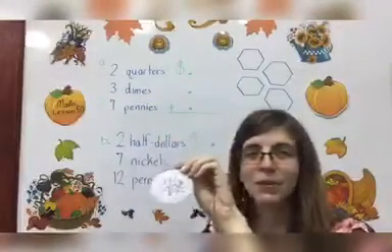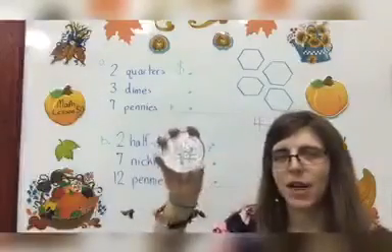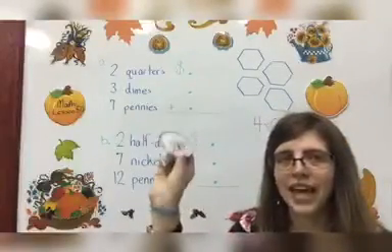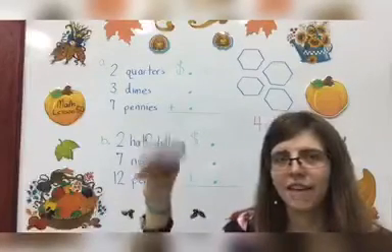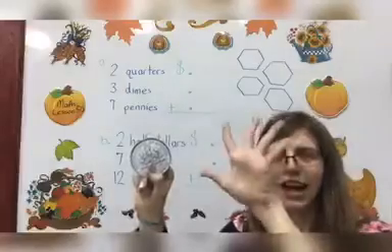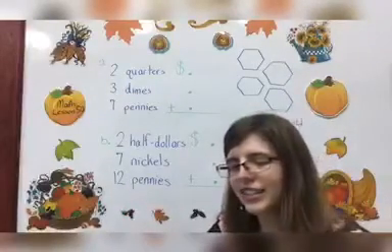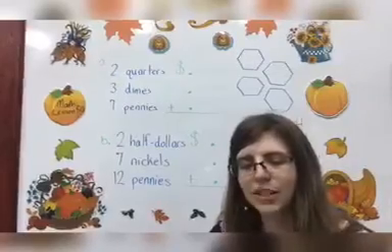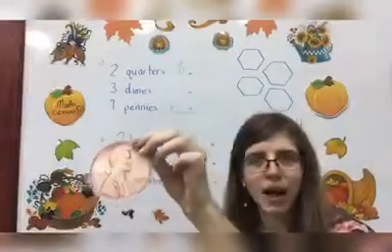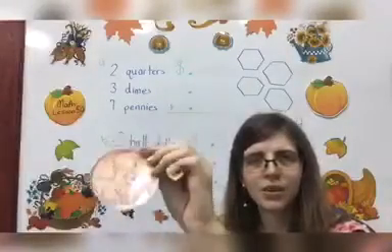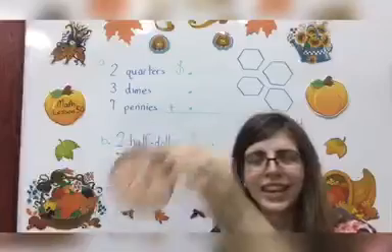Each dime is worth 10 cents, and you have 5 of them. So 10, 20, 30, 40, 50. That's 5 dimes is 50 cents. And then it says you have 6 pennies. Well, how much is a penny worth? 1 cent. So you have 1, 2, 3, 4, 5, 6.